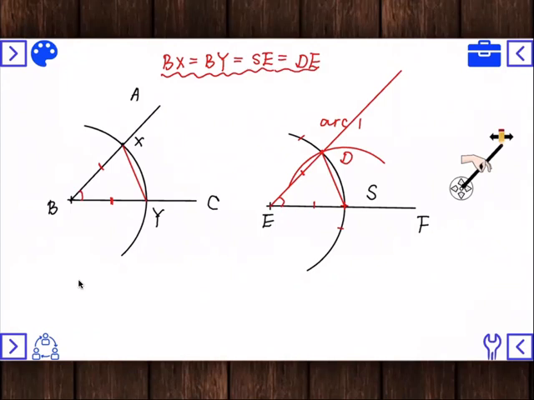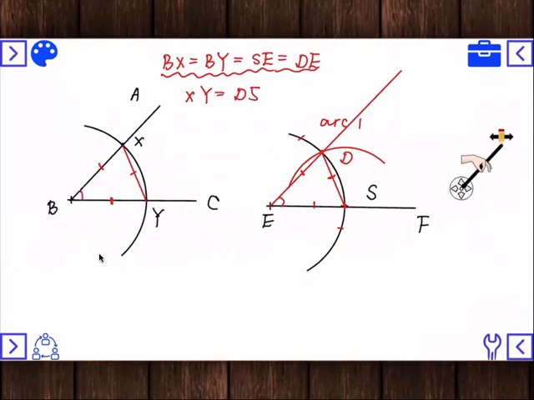Okay, what about XY and DS? When we drew DS, what's the fourth or third step? It says with the center at S and radius XY, draw an arc to cut the first arc at D, which means DS is equal to XY because we use the radius of the length of XY to draw the second arc in the second diagram, right? So we know that XY is equal to DS.